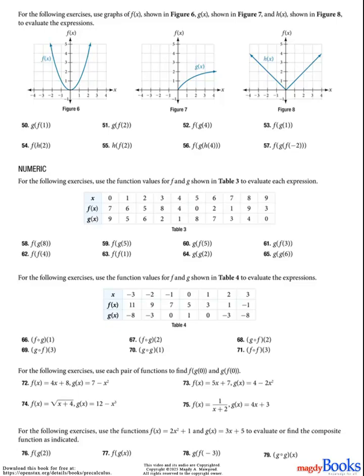For x equals 0, f of x is 5, and g of x is 1. For x equals 1, f of x is 3, and g of x is 0. For x equals 2, f of x is 1, and g of x is negative 3. For x equals 3, f of x is negative 1, and g of x is negative 8.